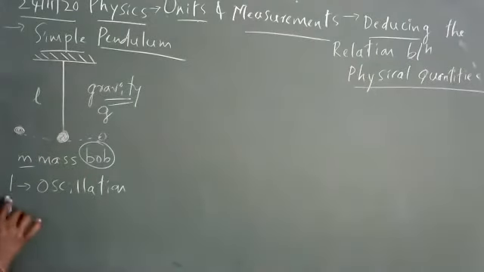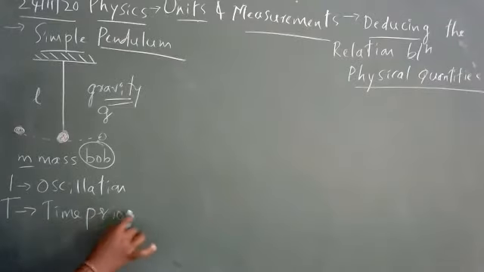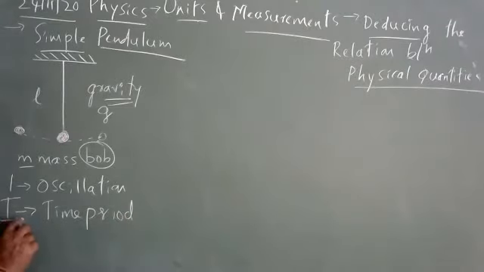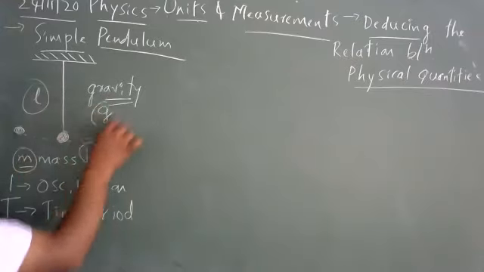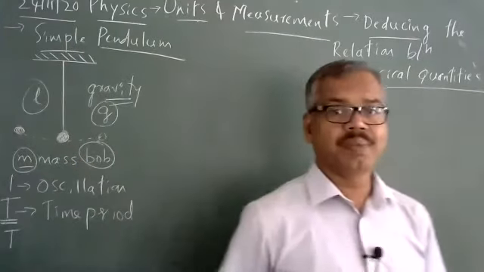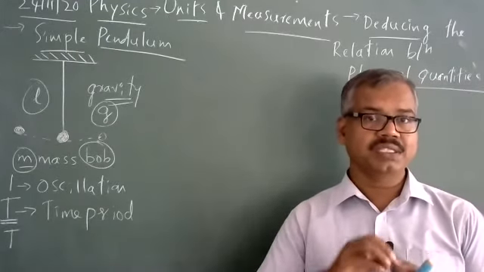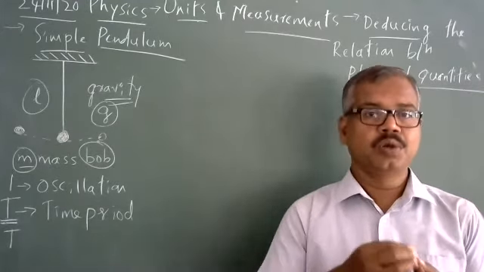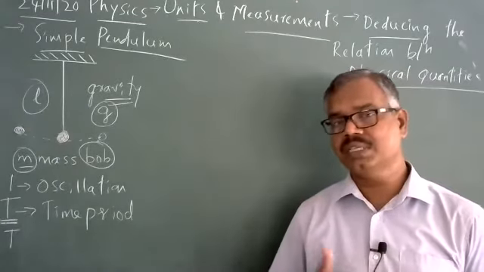We are interested in the time period. I just want to know how the time period of a simple pendulum depends on length, on gravity, and on mass. There are three parameters. I don't know how my time period, a physical, measurable quantity, depends on them. What is the measurable quantity? The time taken by the simple pendulum bob to undergo to and fro motion. When it happens, what is the time taken?